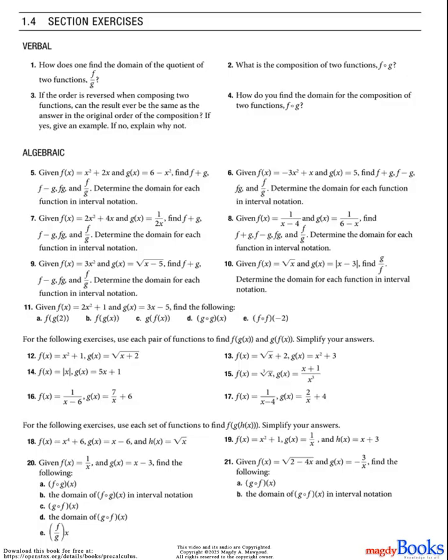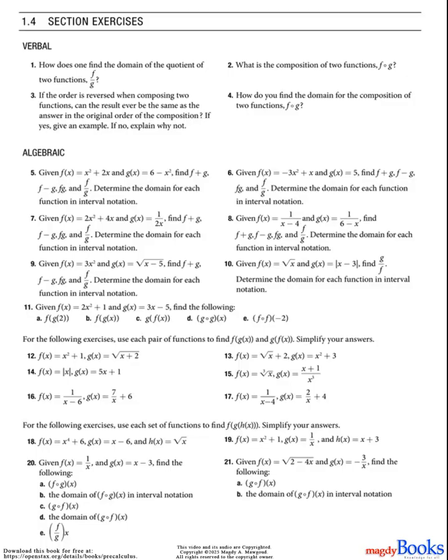For the following exercises, use each set of functions to find f of g of h of x. Simplify your answers. 18. f of x equals x to the fourth power plus 6. g of x equals x minus 6 and h of x equals square root of x.